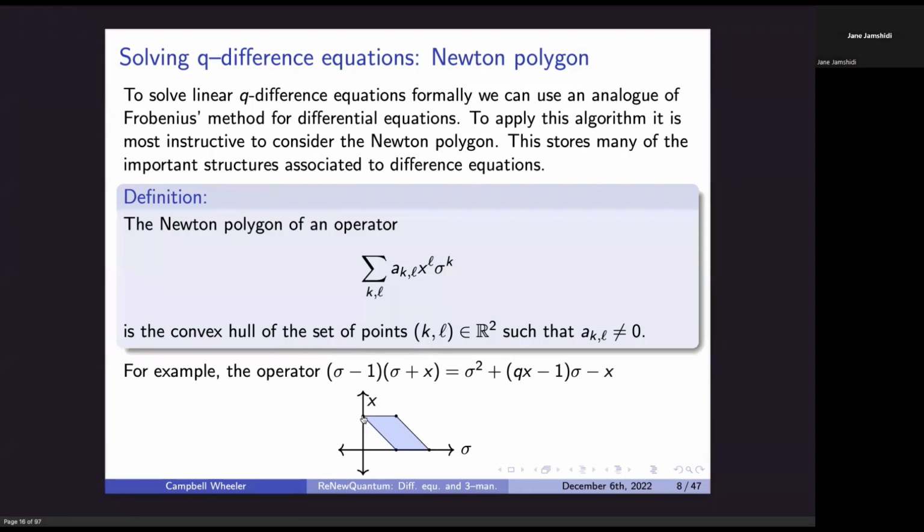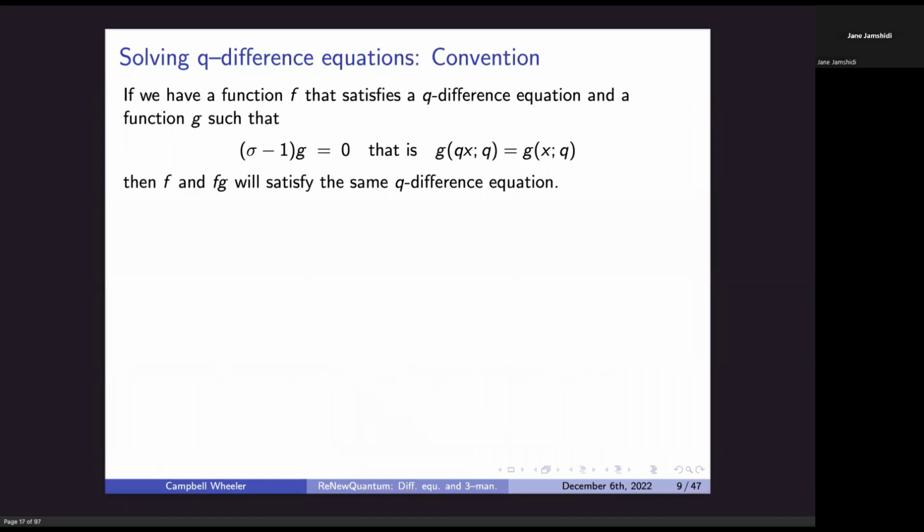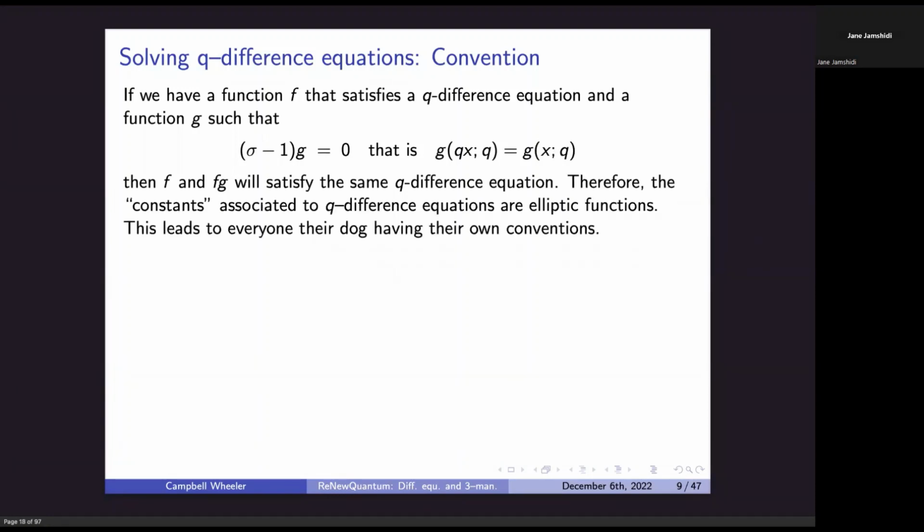Okay, and so now when we construct solutions to the difference equation, we'll look at the bottom of the Newton polygon, and to each edge, we'll essentially construct some function that will satisfy this operator. Okay, so to apply Frobenius's method, unfortunately, you need to fix some constants at some stage, and this is much worse in the q-difference world because the constants for q-difference equations are much larger. In particular, if I have some elliptic function, say this function g, such that the shift in q is just equal to the unshifted version, then of course, if I multiply any solution to a difference equation by this function g, it will still satisfy the same difference equation. So this leads to many different conventions in a lot of these constructions. If you look, for example, for the definition of a q-Laplace transform, there's many, many definitions, and this all stems from the fact that constants are now a much bigger field.